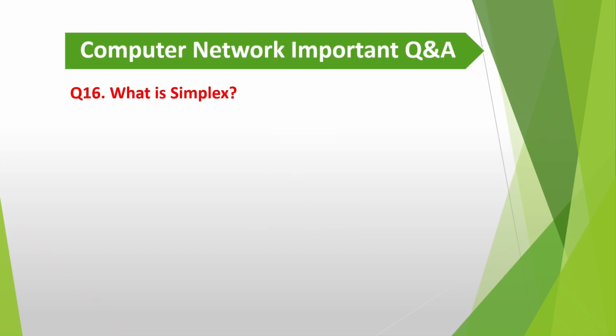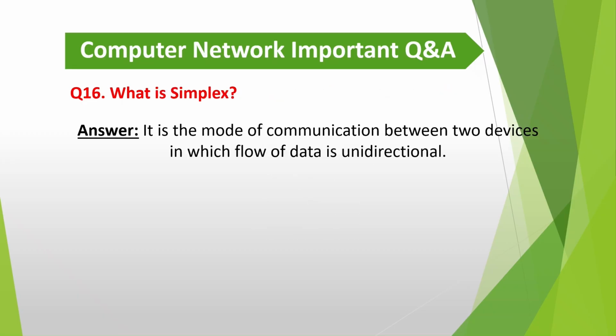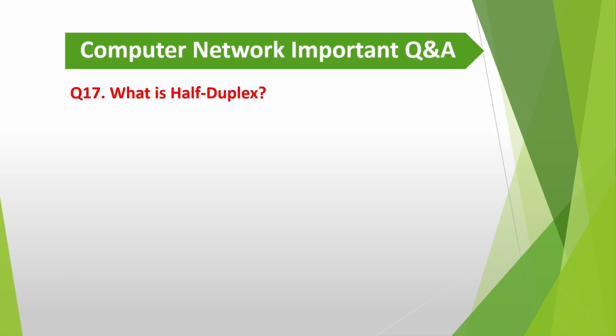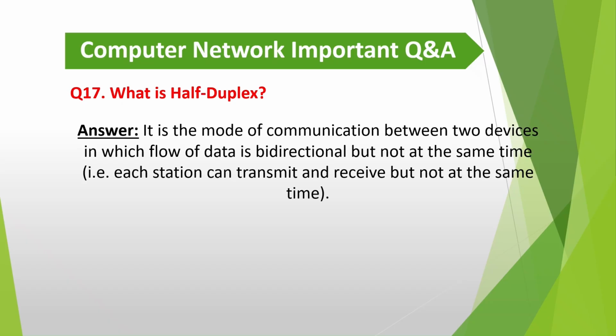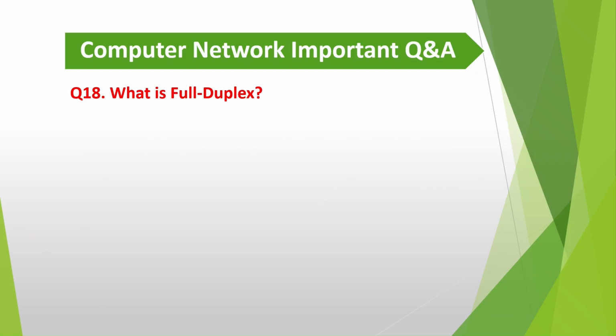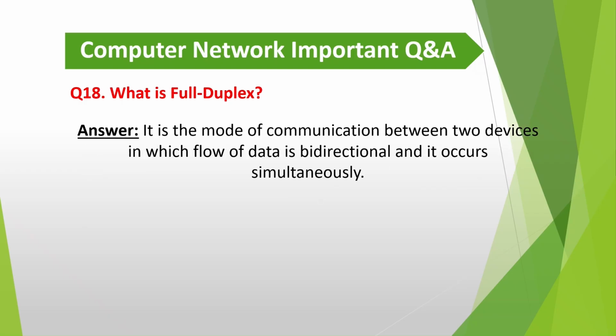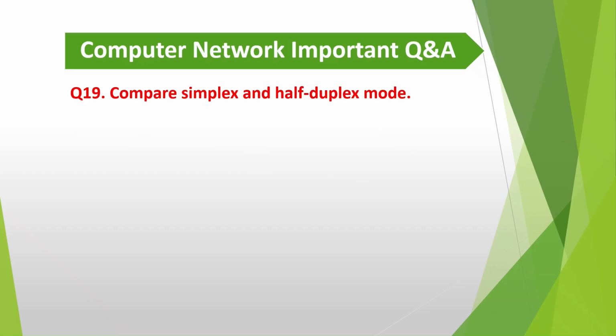Question 16. What is Simplex? Answer. It is the mode of communication between two devices in which flow of data is unidirectional. Question 17. What is Half-Duplex? Answer. It is the mode of communication between two devices in which flow of data is bidirectional but not at the same time. It means each station can transmit and receive but not at the same time. Question 18. What is Full-Duplex? Answer. It is the mode of communication between two devices in which flow of data is bidirectional and it occurs simultaneously.